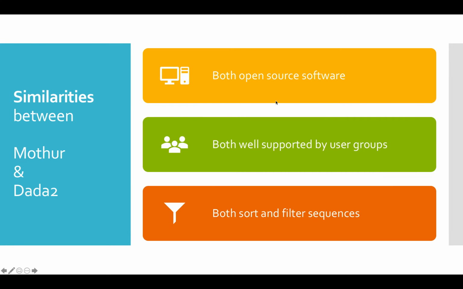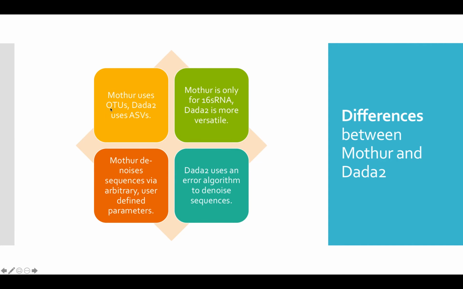So they're both open source. They both are well supported by user groups, and both of them sort and filter the sequences. Mothur uses OTUs. Dada2 uses ASVs. Mothur is only for 16S RNA, whereas Dada2 can be used for just about any gene sets. Mothur denoises sequences via arbitrary user-defined parameters, whereas Dada2 uses error algorithms to denoise the sequences.